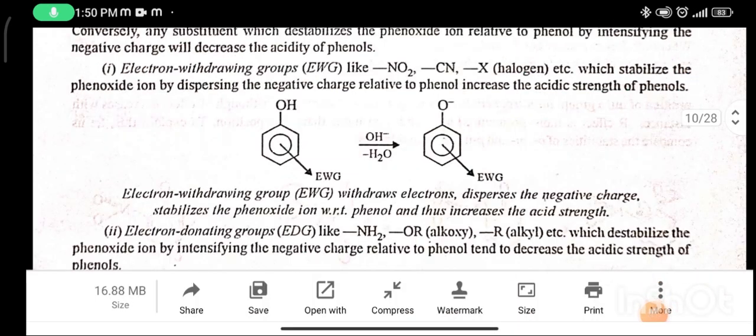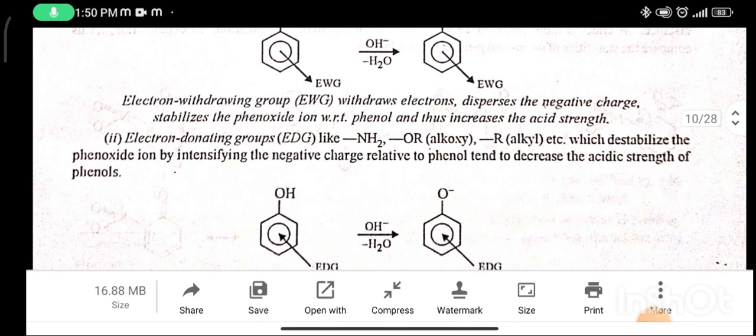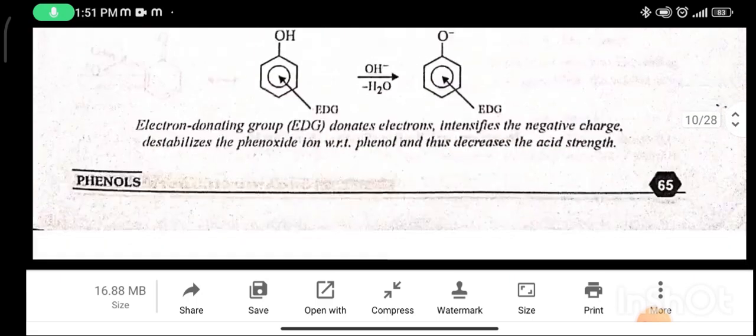Electron withdrawing groups like NO2, CN, halogen, which stabilize the phenoxide ion by dispersing the negative charge relative to phenol, increase the acidic strength of phenols. The electron withdrawing group withdraws electrons, disperses the negative charge, stabilizes the phenoxide ion with respect to phenol, and thus increases the acidic strength. Electron donating groups like NH2, any alkoxy group, or simply alkyl, which destabilize the phenoxide ion by intensifying the negative charge relative to phenol, tend to decrease the acidic strength of phenol.